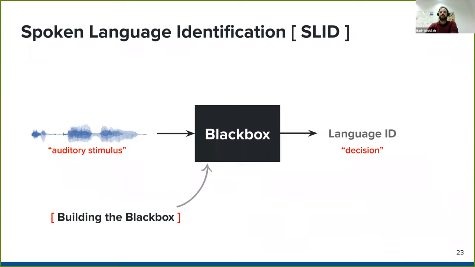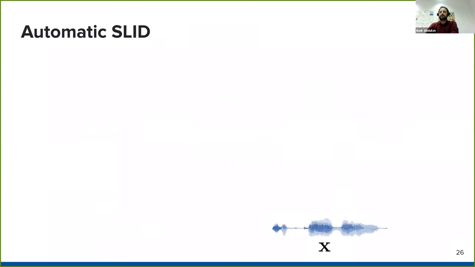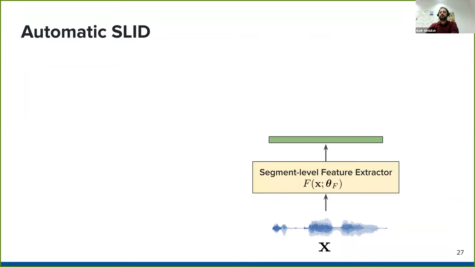So in this part of the talk, I will present our work on a spoken language ID system based on a deep neural network. So I'll first present what this black box is, and then I will show a linguistically motivated analysis of the model. For automatic spoken language ID with deep neural networks, we always start with a spoken utterance that could be of a variable length.